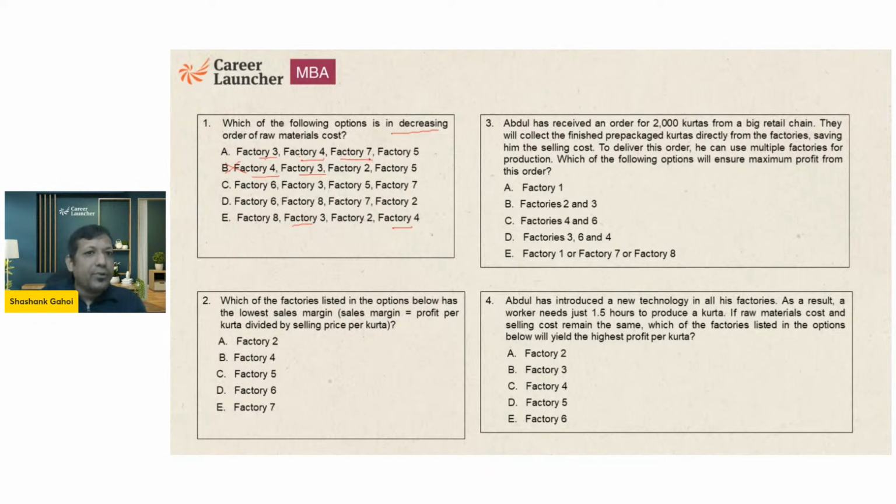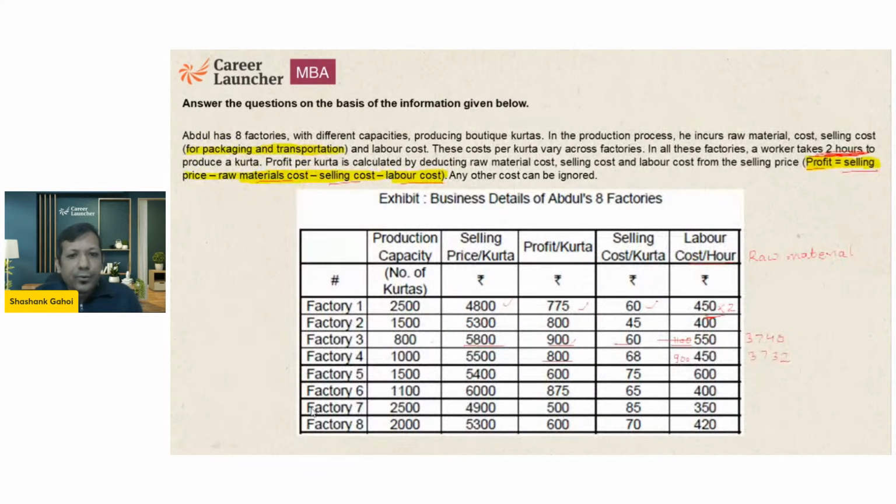Now I am calculating for factory 7. So for factory 7, what am I going to get for raw material cost? So in XAT, generally we get these kinds of questions where the calculation is a lot. So factory 7, this is going to be 500, 700, that is 1200. So 4900 minus 1200 is 3700. 3700 minus 85 is going to be 3615. Okay, so this is what I got.